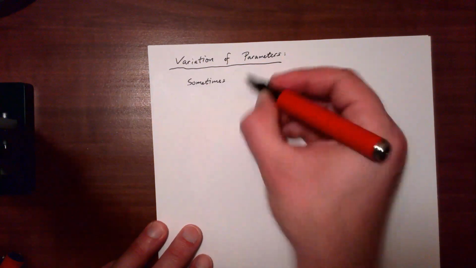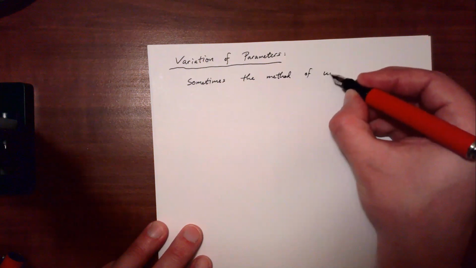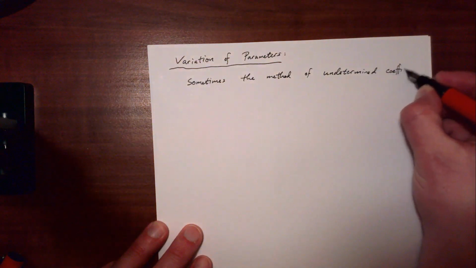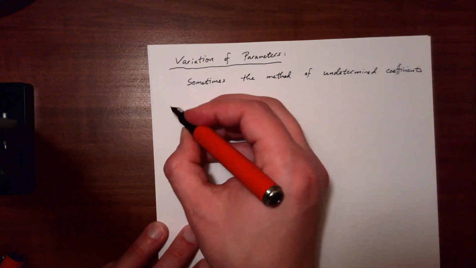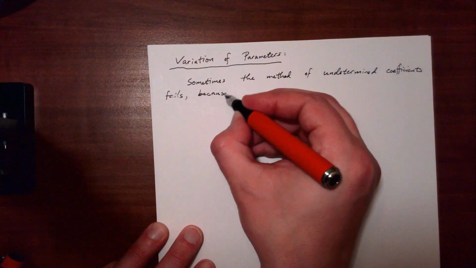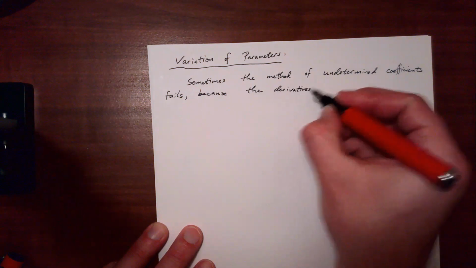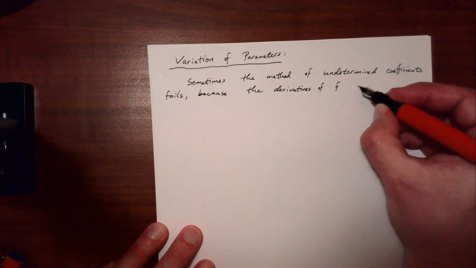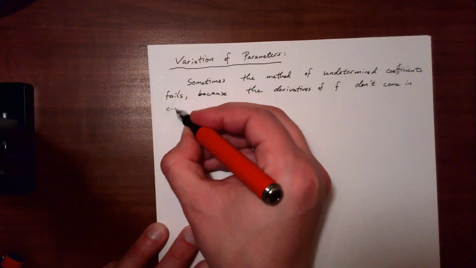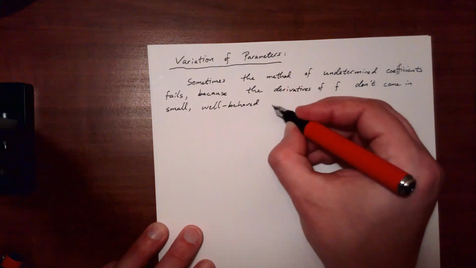Sometimes the method of undetermined coefficients fails because the derivatives of f don't come in small, well-behaved families.